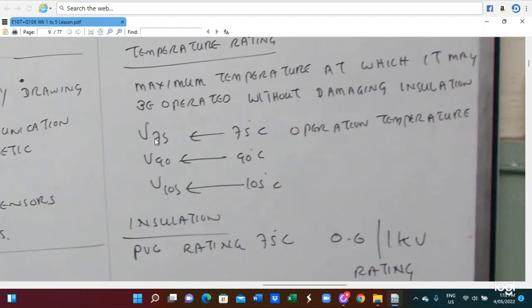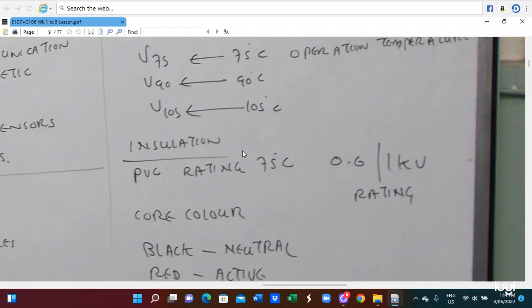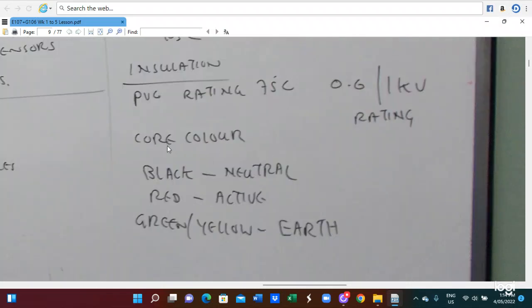In this case, V75 means a 75 degree centigrade operating temperature. V90 is a 90 degree centigrade operating temperature. V105 is a 105 degree centigrade operating temperature. We use the insulation PVC, rated 75 degrees centigrade, 0.6/1 kV. For the colors, the neutral wire is black, the active is red, and the green-yellow is the earth.